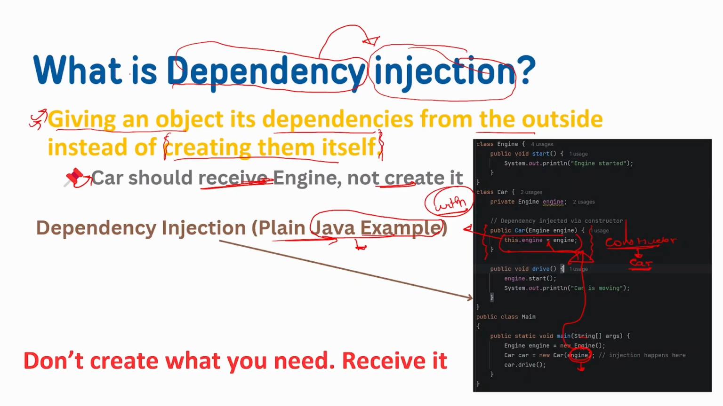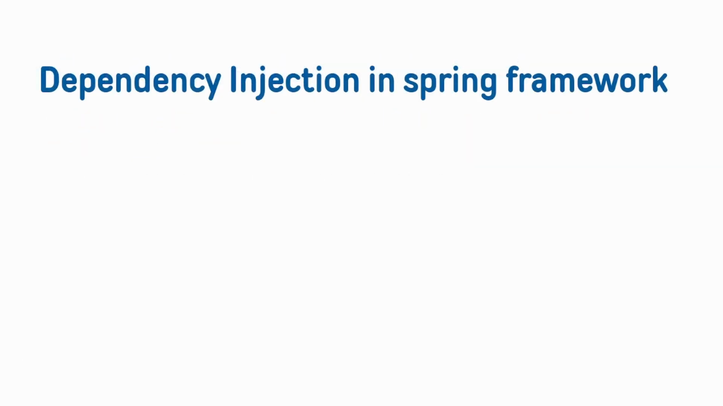In one line, we can say that dependency injection says: don't create what you need, receive it. How can it receive it? With the help of constructor injection, or second, with the help of a setter method. So dependency injection means don't create what you need, receive it. Now we will learn about dependency injection in the Spring framework.